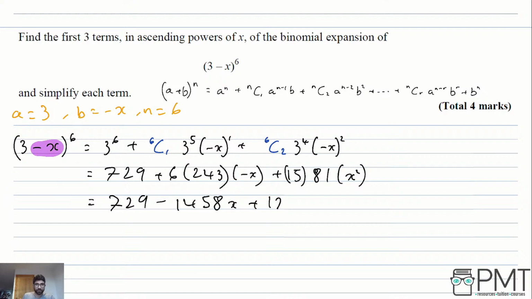1458x plus 1215x squared. Right, that's what you should have. Let me know if you agree with what I get. And then we can move on to the next question.